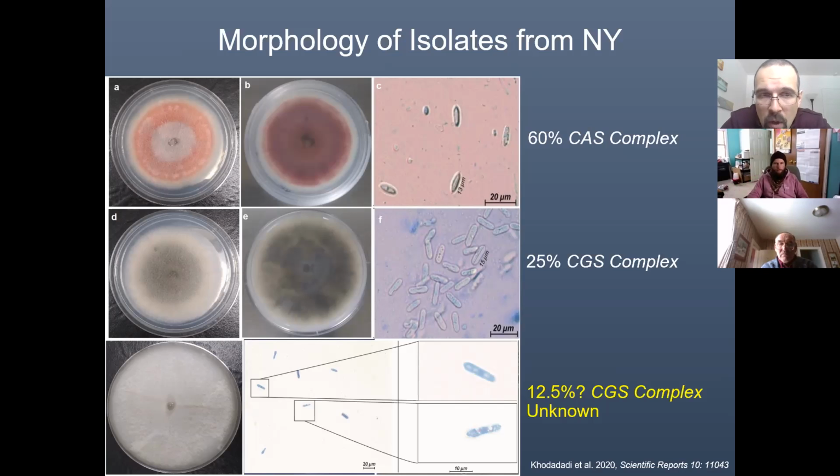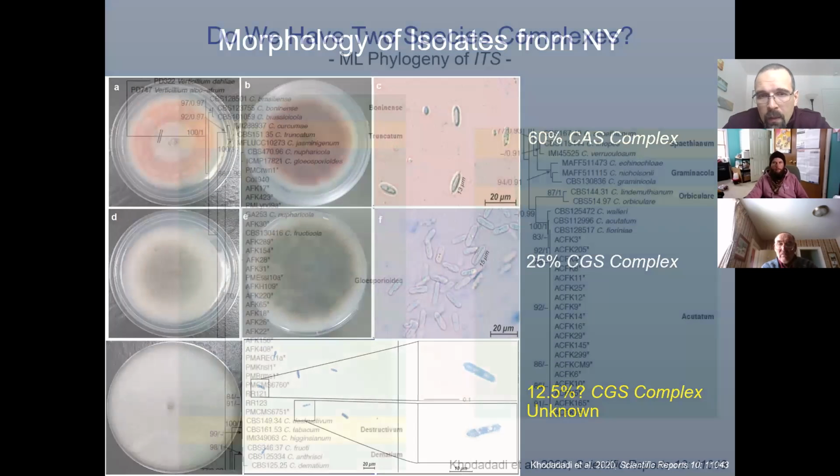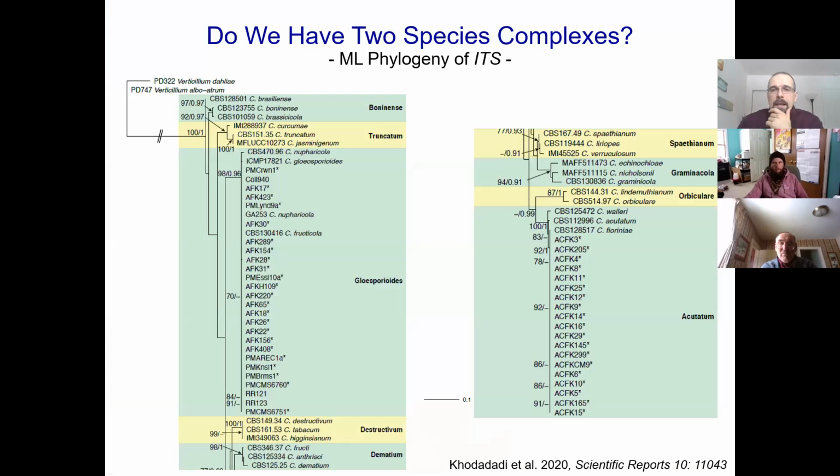In the last two rows, gray, white colonies and white colonies of these fungi really resembled in their description the Colletotrichum gloeosporioides species complex, but we were not sure what these species are. So what we did is we conducted a phylogeny. Basically, we sequenced certain fingerprint regions in the DNA of these fungi.